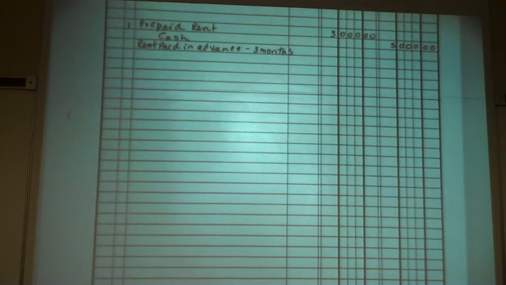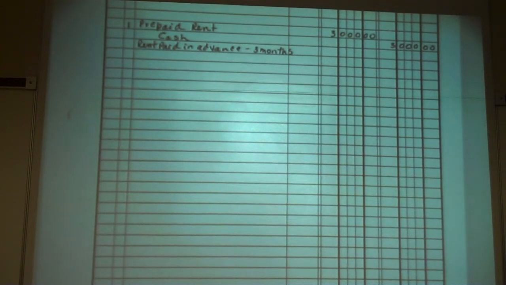Make sure your debits and credits equal before you go on. This one was sort of easy because it had cash involved. Anytime it has cash, it should be much easier. We receive cash, that's a debit. We pay cash, that's a credit.